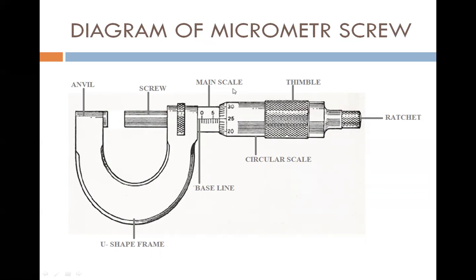There is a circular scale of about 100 divisions, which I said earlier. Different circular scales of micrometers are also there. This is the thimble part and the ratchet part. Ratchet is the part from where we operate the micrometer screw.